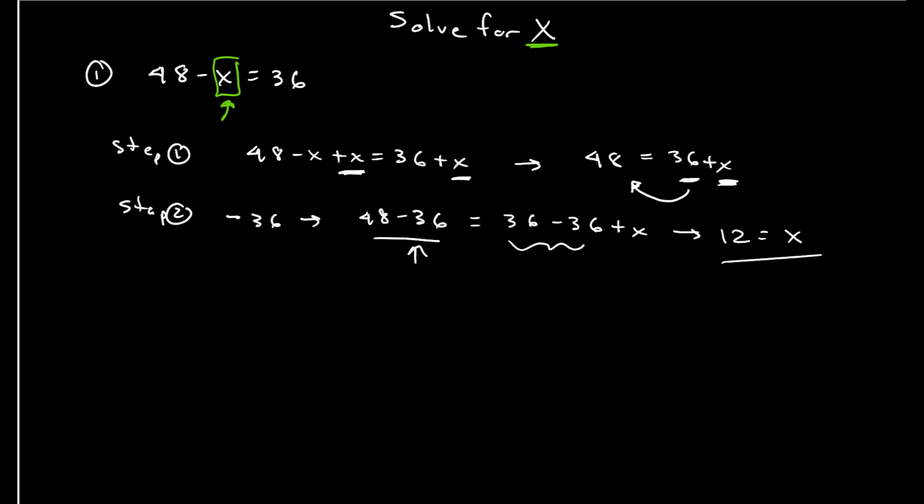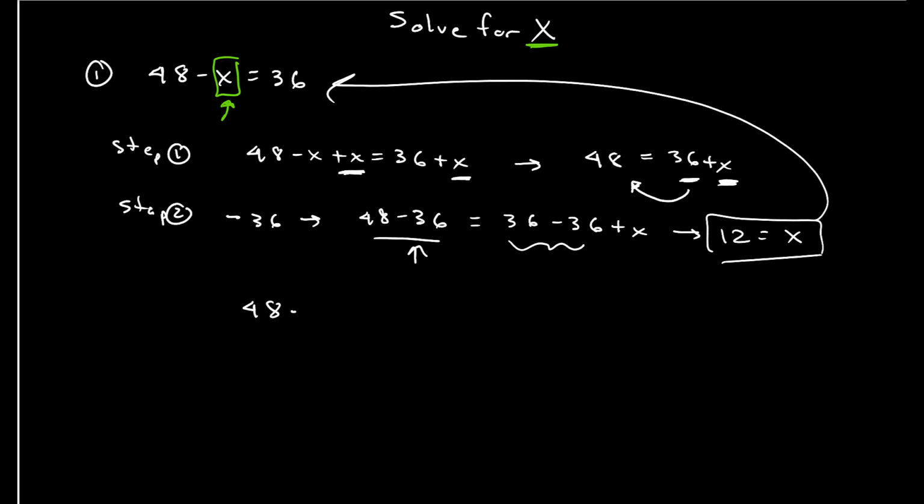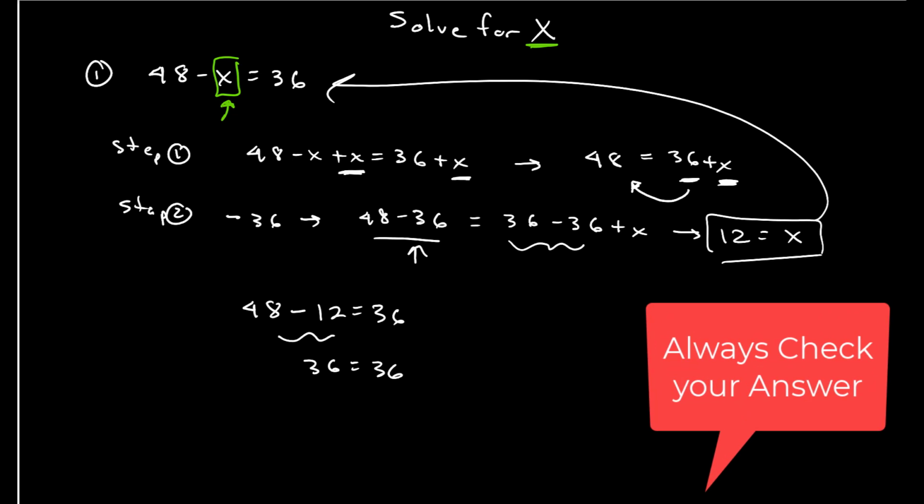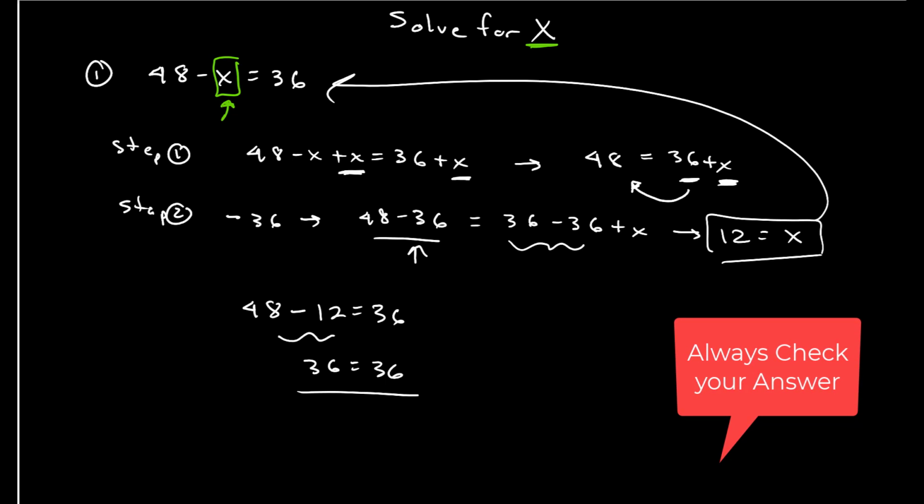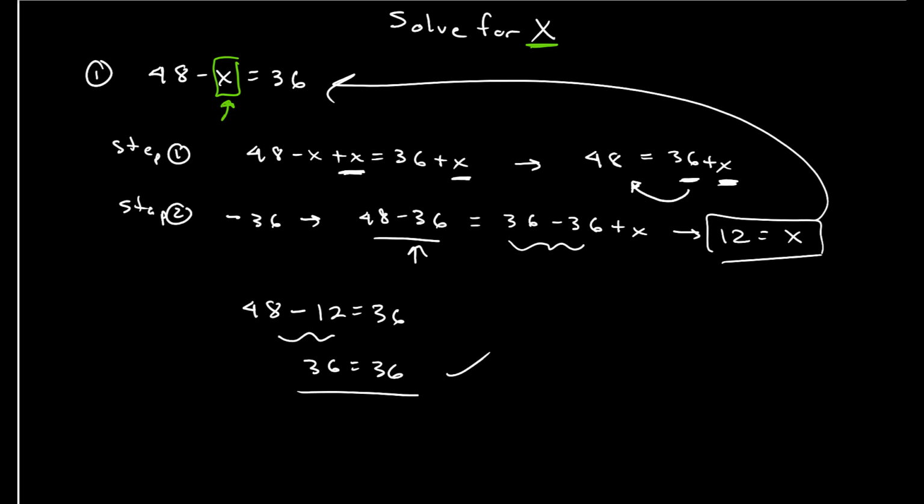And one way we can check whether our solution is correct, we can plug it into our original equation, 48 minus x equals 36. So let us do that. 48 minus x, which is 12, equals 36. So 48 minus 12, that's 36. And on the right-hand side, 36 equals 36. Great job. Got it correct. Let us look at another problem.